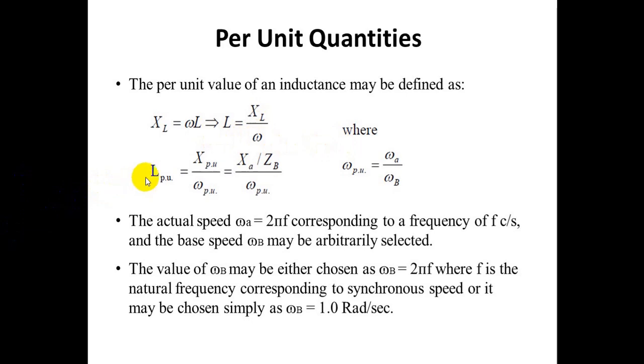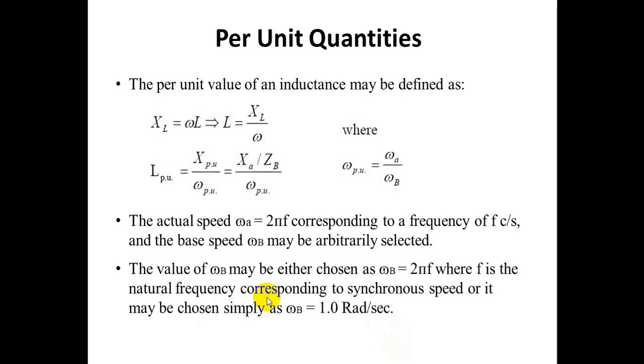Where we know that L per unit will be equal to X per unit divided by omega per unit. So we just have to take both the values in per unit, where reactance per unit is basically equal to XA over ZB, so the reactance value divided by the base impedance, and omega per unit is basically equal to omega A over omega B, where omega A is the actual speed, which is equal to 2 pi f, corresponding to a frequency of f cycles per second, and omega B is the base speed, which may be arbitrarily selected.